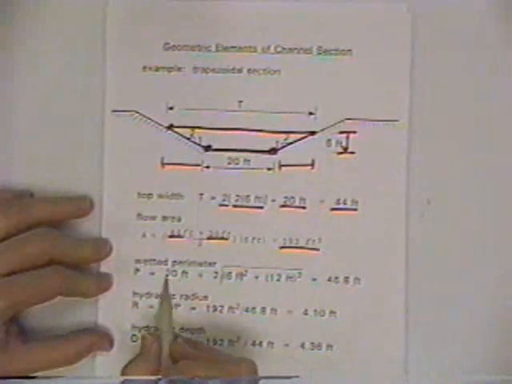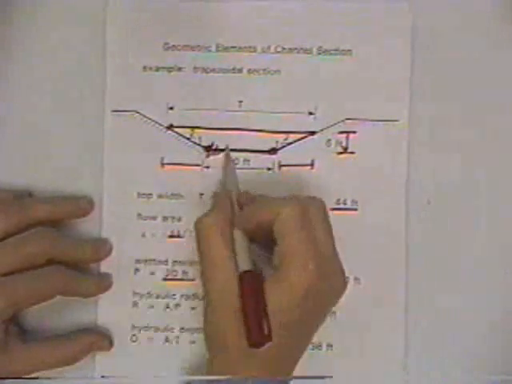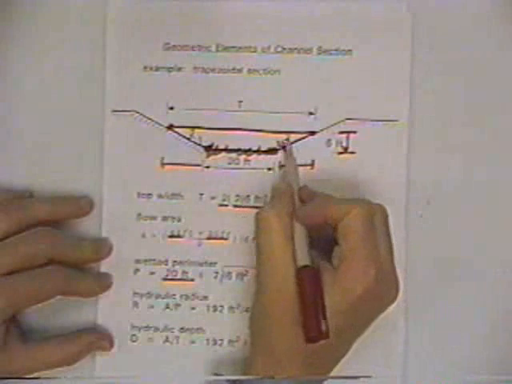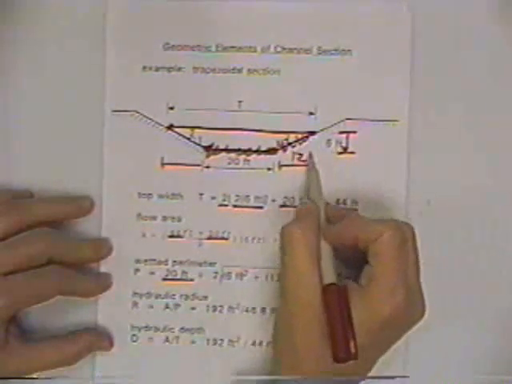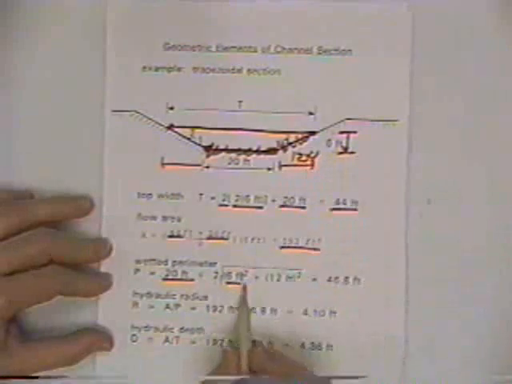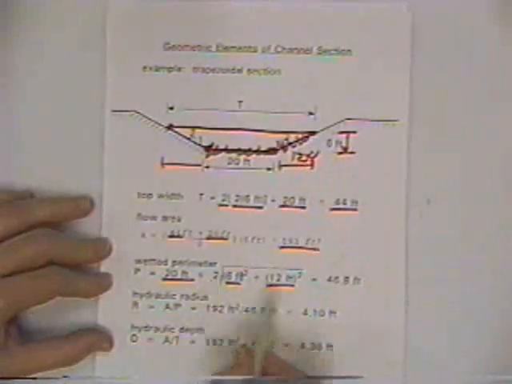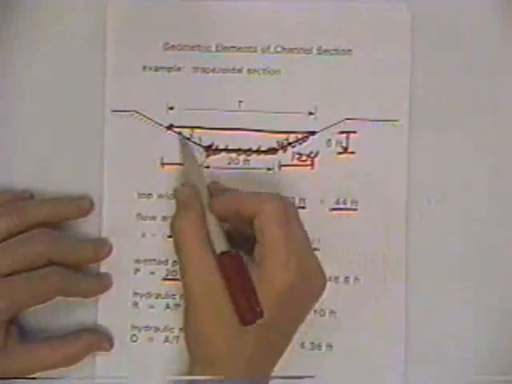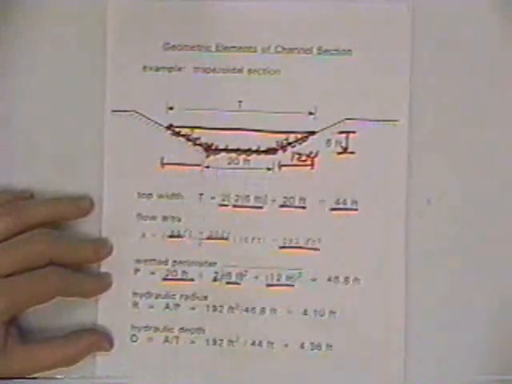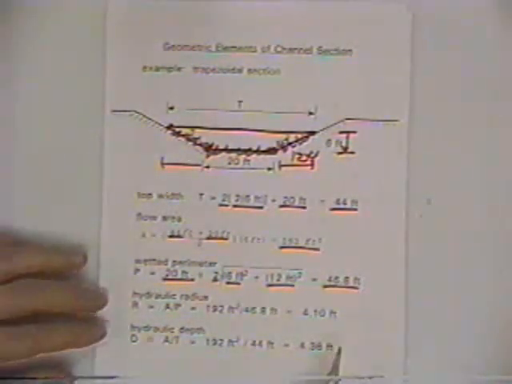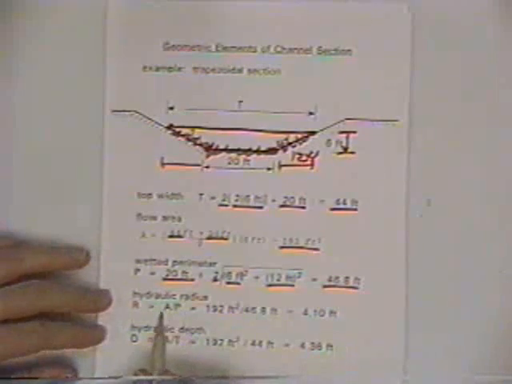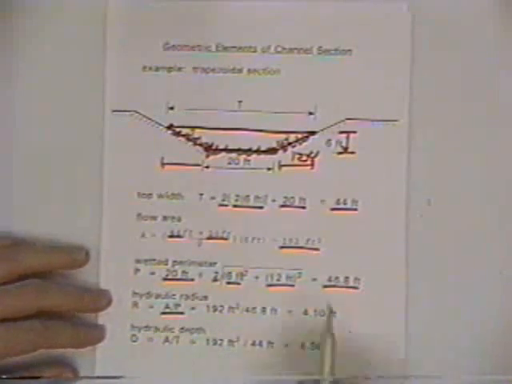The wetted perimeter would just be the bottom width to get this portion of it, and then this portion of the wetted perimeter would be, well, that's 12 feet. So 6 feet squared plus 12 feet squared, take the square root of that, Pythagorean's theorem. It gives you that length. You've got the same length over here, so you multiply by 2, and that gives you a wetted perimeter of 46.8 feet.